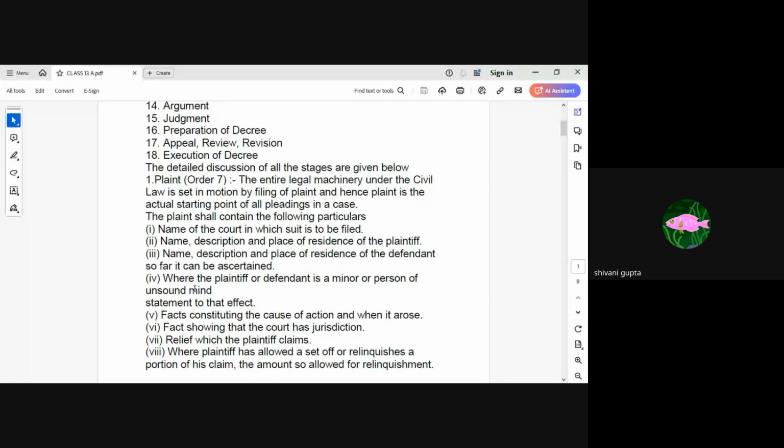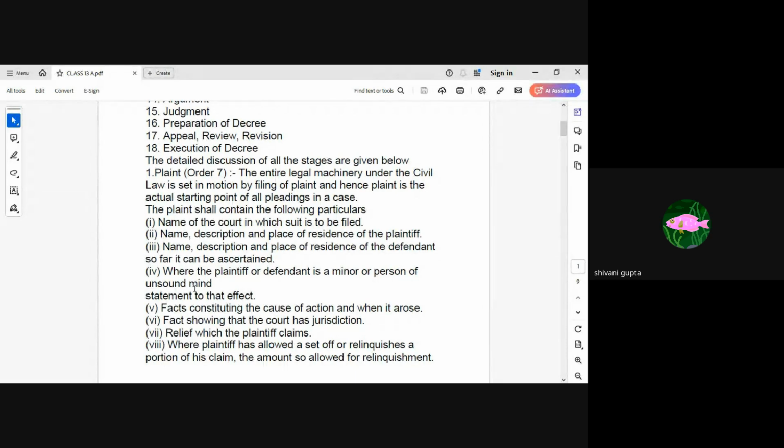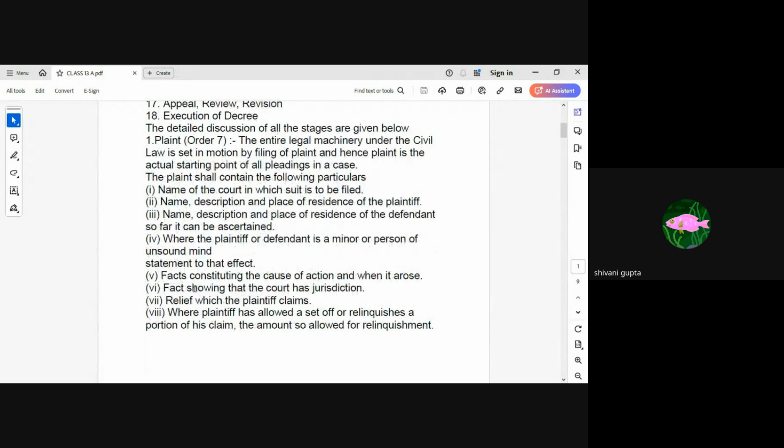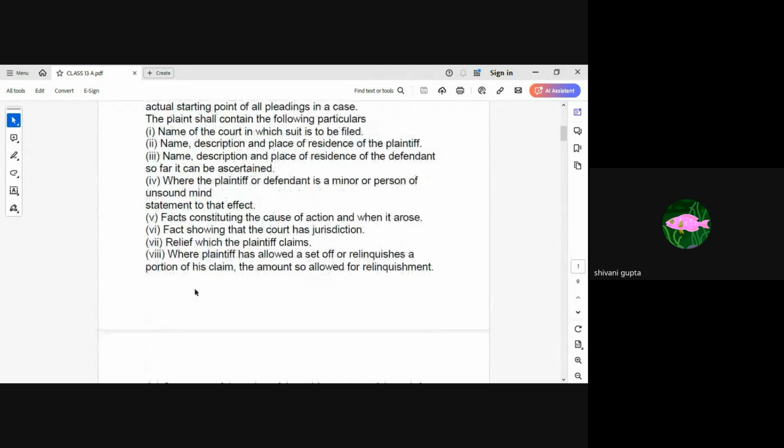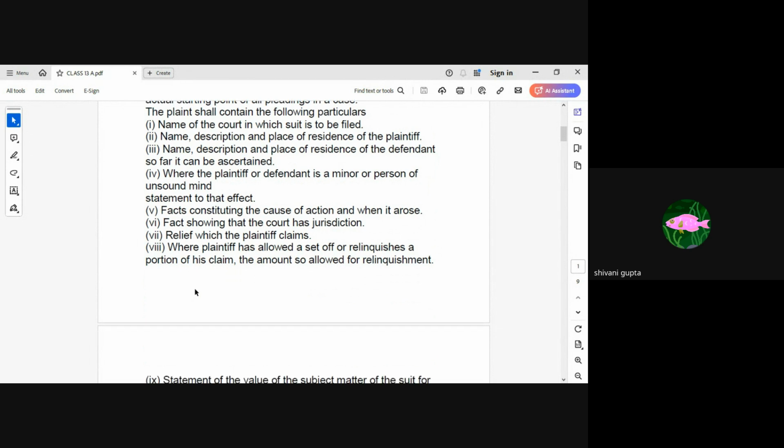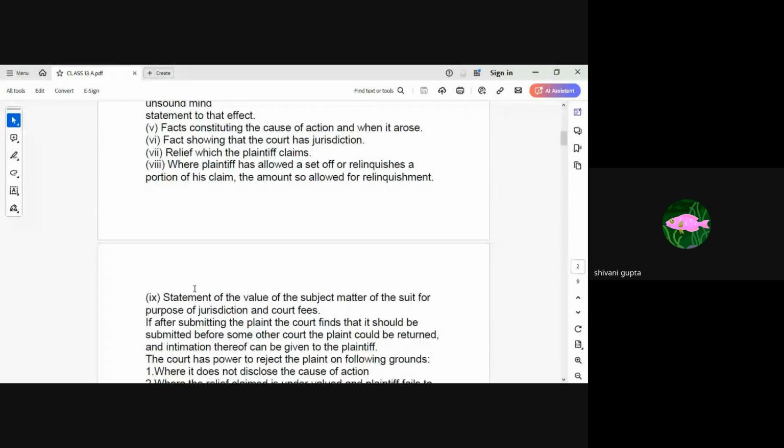Now next are the facts constituting the cause of action and when it arose, the facts showing the court has jurisdiction, and the relief which the plaintiff claims. Next, where the plaintiff has allowed a set-off or relinquishes a portion of his claim, the amount so allowed or relinquished must be stated in the plaint.